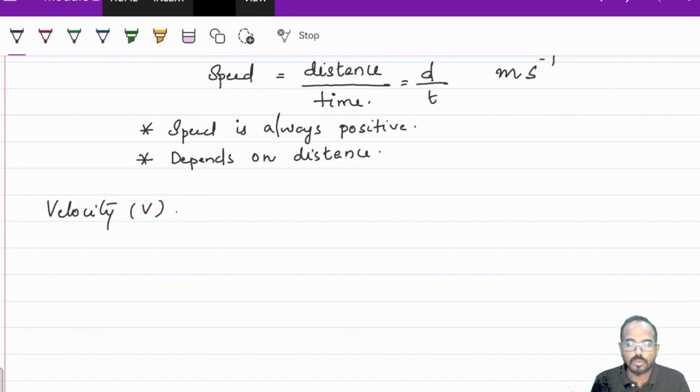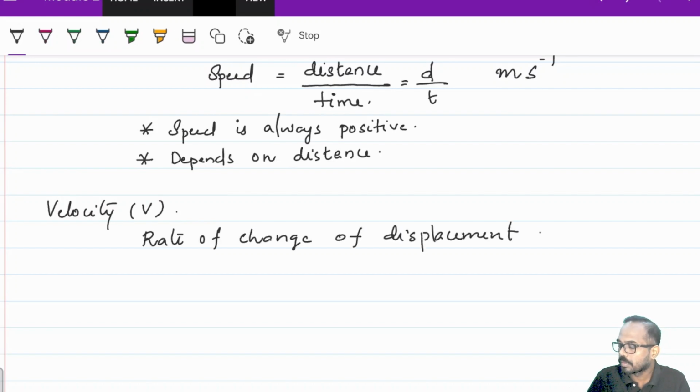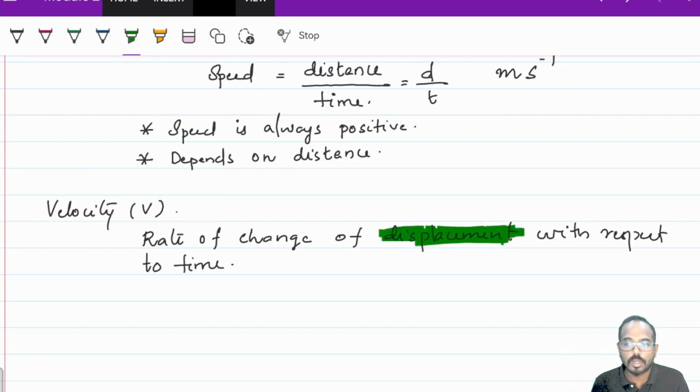So what is the definition of velocity? Velocity is the rate of change of displacement with respect to time. So it depends on displacement. Displacement means it's a vector quantity, so velocity will be a vector quantity.